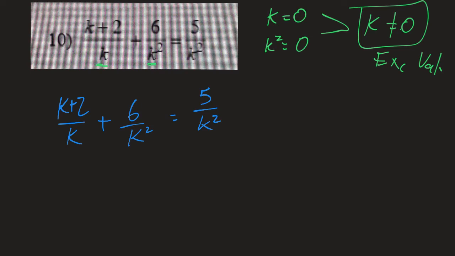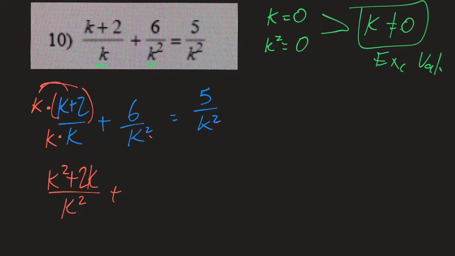And you know that I'm going to try and get all of these to match. So I see some k squareds. Let's make this one a square by adding an extra k on there. So there we go. We're going to distribute the top part, and we're going to leave the bottom together. So k squared plus 2k over k squared, plus 6 over k squared equals 5 over k squared.